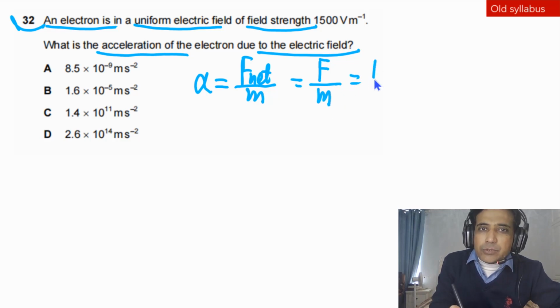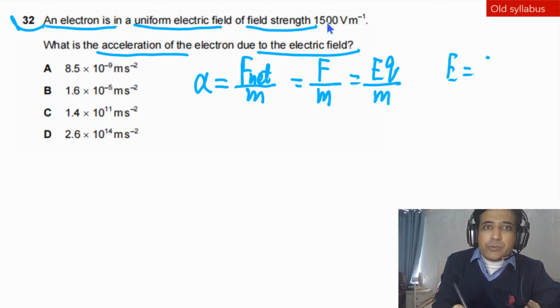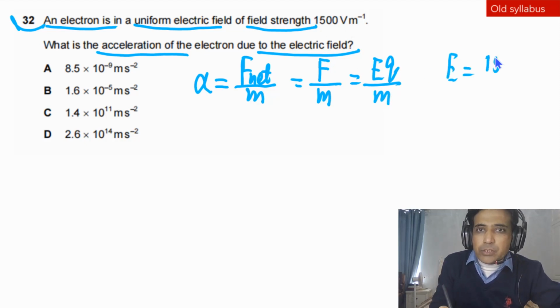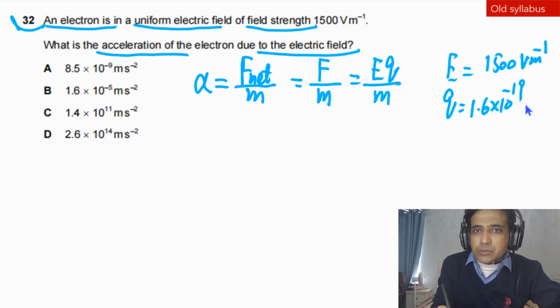And electric force, simply we can calculate, F is equal to E Q, divided by m. And E is given to us, so we have the value of E. This is already given to us, so this is 1500 volts per meter. And the value of Q is the charge on electron. Charge on electron is 1.6 times 10 to minus 19 coulombs, and the mass of electron is equal to 9.11 times 10 to minus 31 kgs.